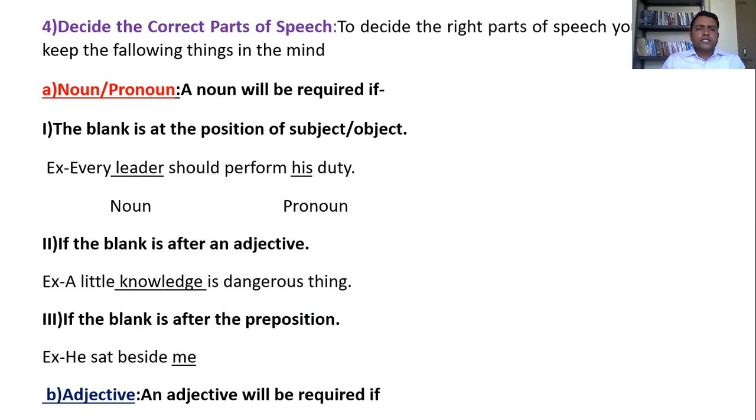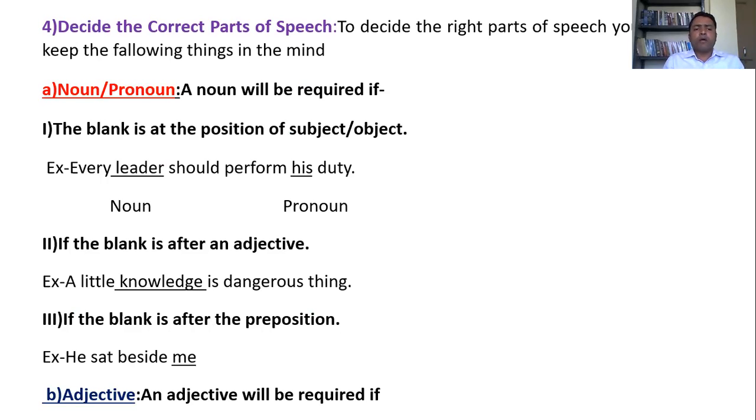Fourth one here is decide the correct parts of speech. To decide the right parts of speech, you need to keep the following things in mind. First one, a noun or pronoun. A noun will be required if the blank is at the position of subject or object. Example, every leader should perform his duty. So, the blank here is the noun.